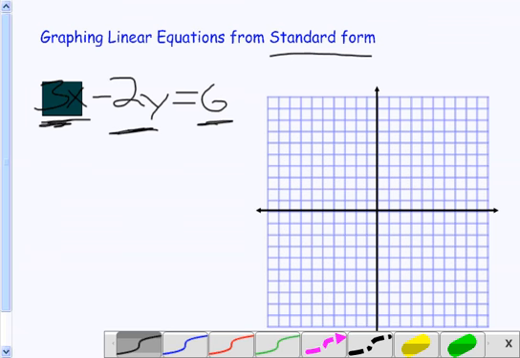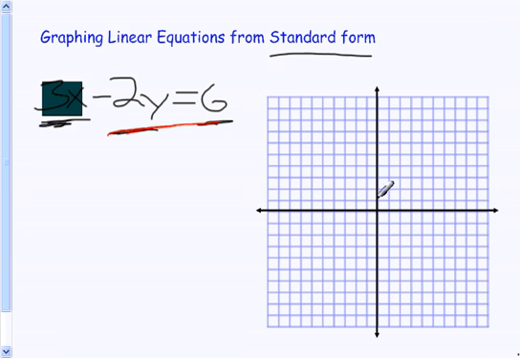Negative 2y equals 6. On the graph, if x is 0, that means no left and no right. So I'm going to be somewhere up or down on the y-axis. This is the y-axis, and this is our x-axis. I should have drawn that better there. Okay.